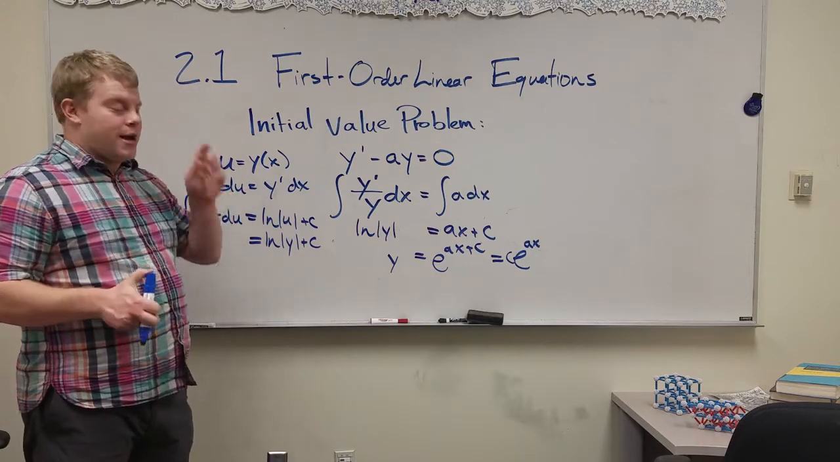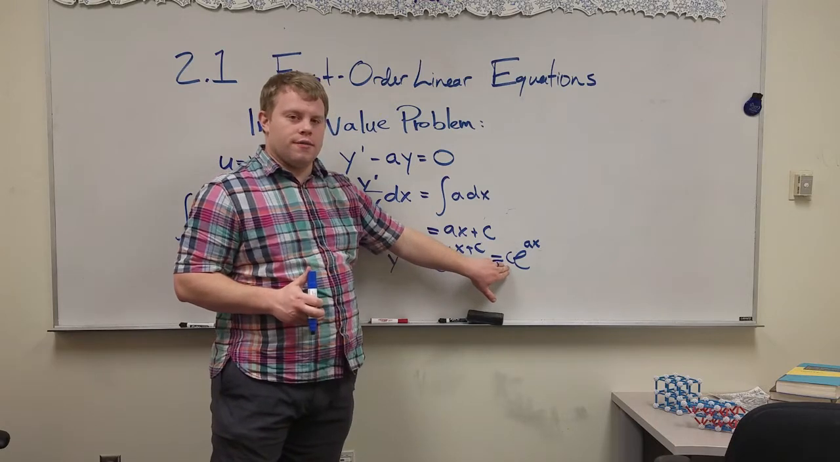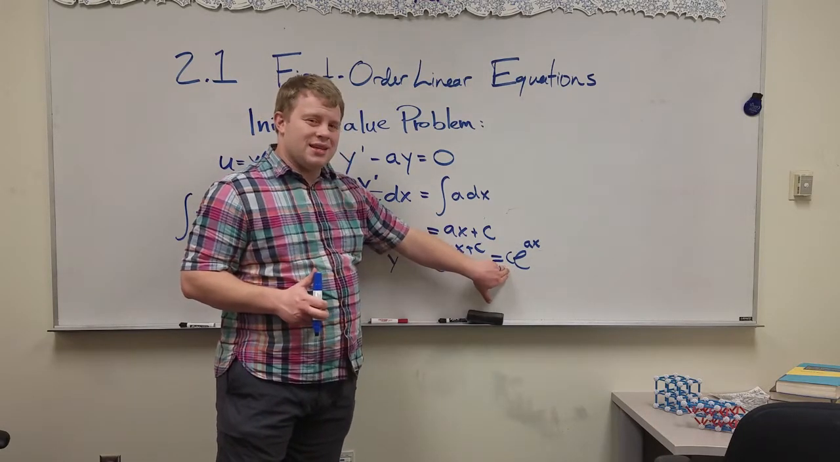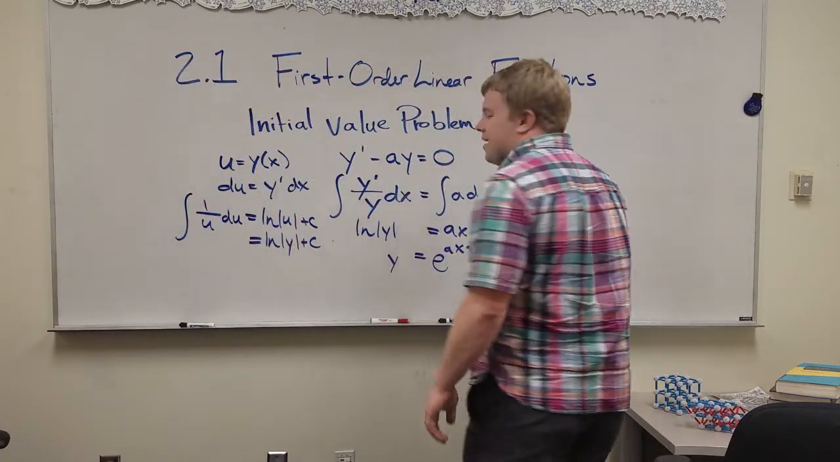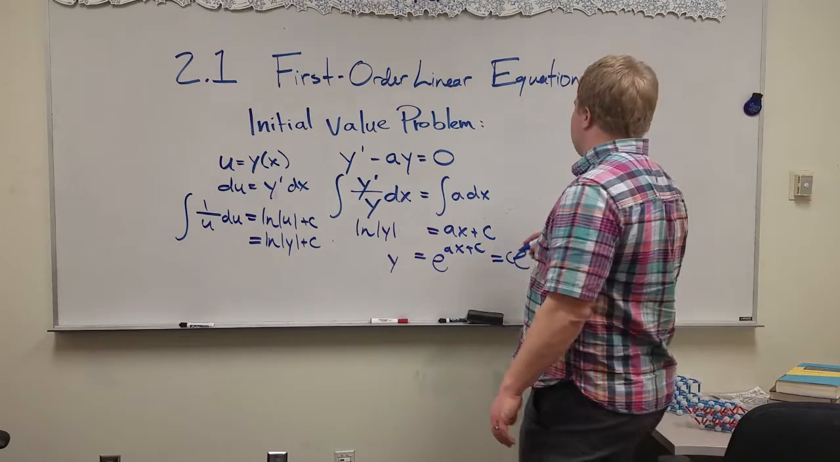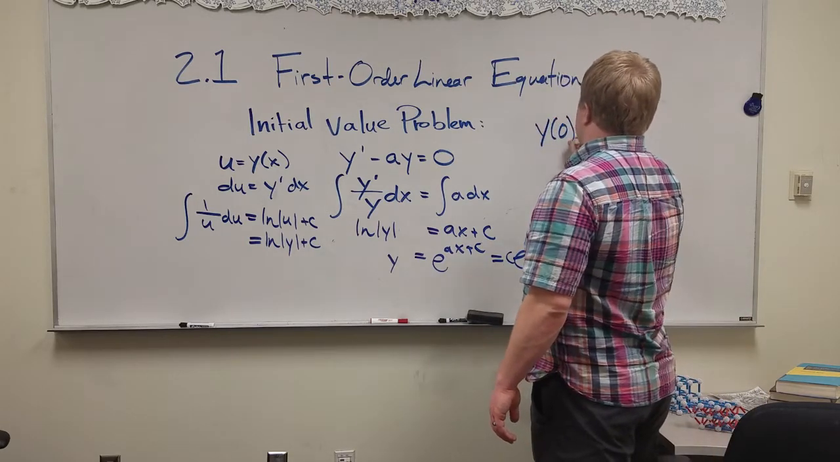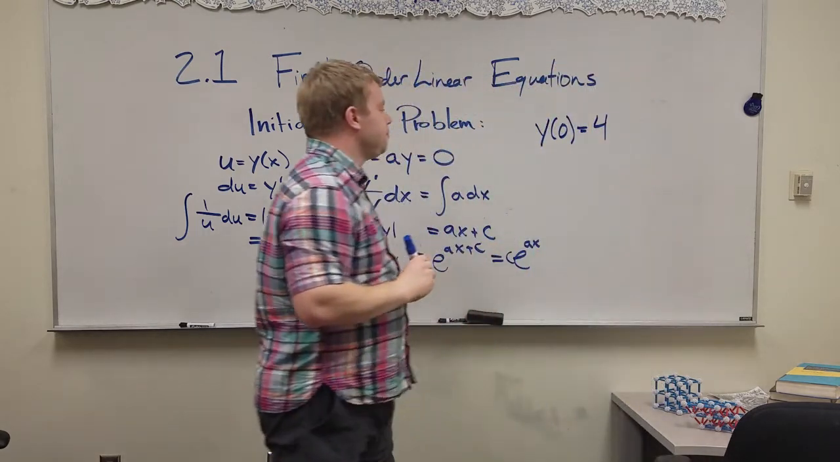But we're not done, right? Because even though at this point this is my general solution of the differential equation, I don't know what c is now. But remember, I use my initial value to figure out what c needs to be. And the initial value that was given to us is that y of 0 needs to equal 4.